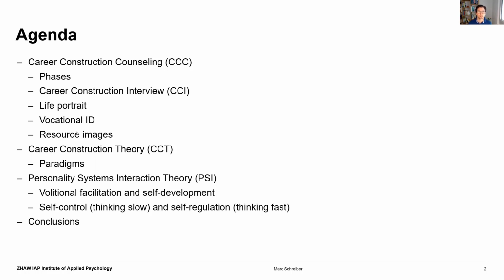I'm gonna talk about Chris. Chris is a case study here, and I'm talking about Chris's case, presenting the vocational ID. Then I'm talking about the career construction theory, but only very briefly. I'm talking about the 3 paradigms established by Mark Savickas. And afterwards, some more theory. I'm going to talk about the personality systems interaction theory, the PSI theory. And I will finish with some conclusions.